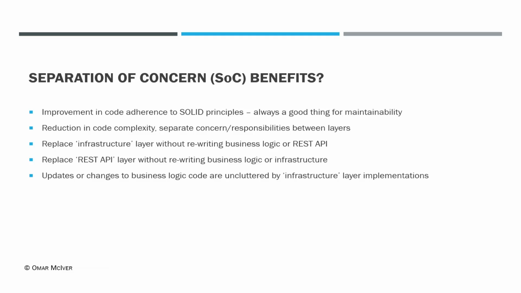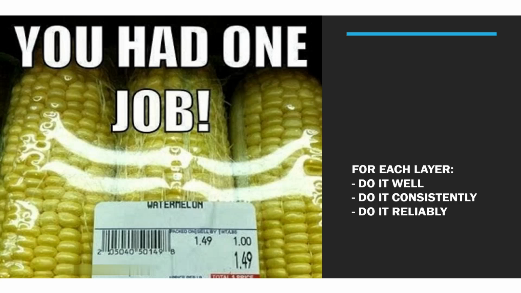The final thing that it gives us as a benefit is that if we update or change our business logic code, it is uncluttered by the infrastructure layer implementations. Indeed, it's uncluttered from the REST API as well. So what we mean by that is if I wanted to change some of my business logic, so instead of A plus B equals C, I wanted to say A plus B equals D. That's how I am writing that code. I'm not concerned about where A comes from or where B comes from. I'm not concerned about where I write the value D. That is all handled in the infrastructure layer.